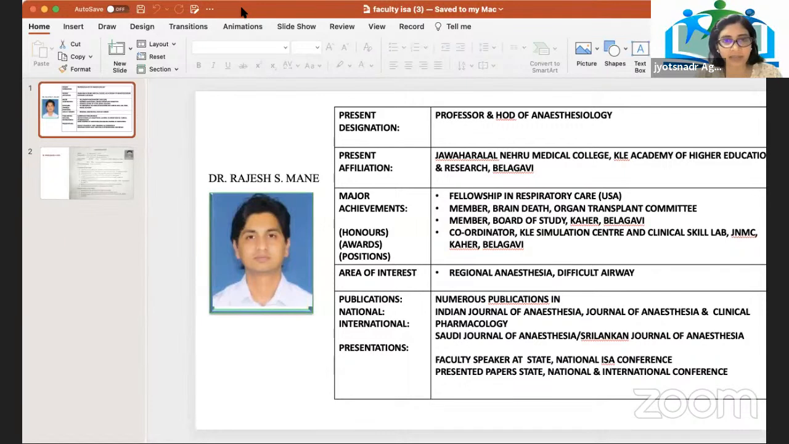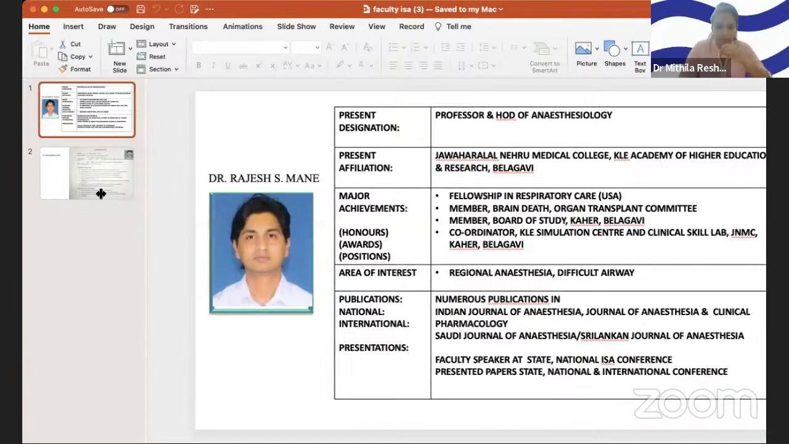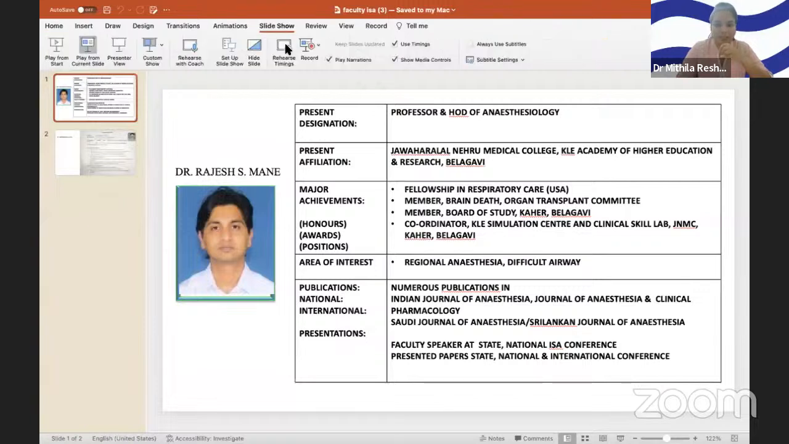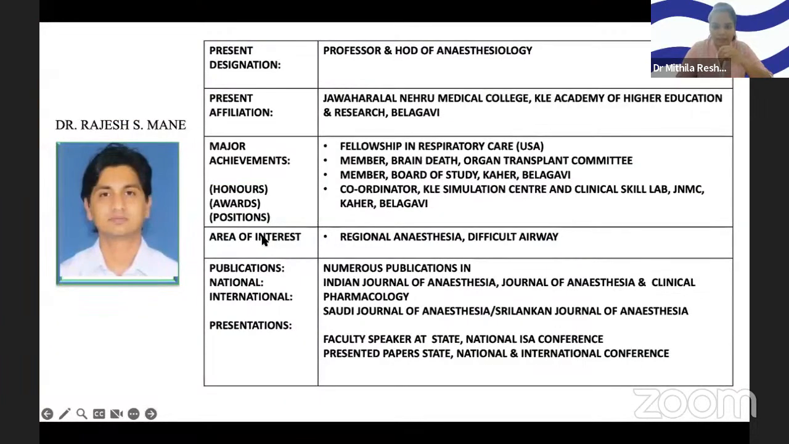Now I would like to invite our co-coordinator for today's session, Dr. Mithila Reshmi, Junior Consultant, Apollo Hospitals, Visakhapatnam, to introduce the speakers, to introduce the faculty. Good evening, everyone. It's an honor to have Dr. Rajesh Mane, sir, who's the professor and HOD of anesthesiology, as the moderator for today's class. He is currently affiliated to Jawaharlal Nehru Medical College, KLE Academy of Higher Education and Research, Belagavi, and he has done fellowship in respiratory care, USA, and he is a member of the Brain Death Organ Transplant Committee and a member of the board of study, Belagavi. And he is also a coordinator for KLE Simulation Center and Clinical Skill Lab, JNMC Belagavi.